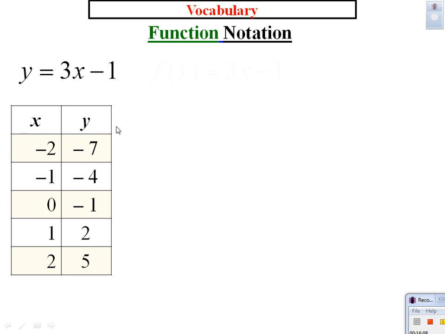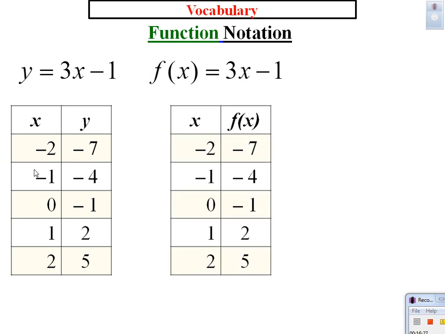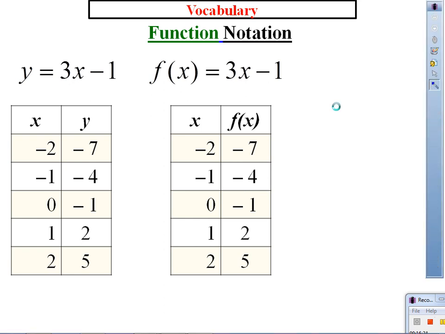So what would the table look like if we were writing in function notation, everyone? Instead of y, what would we write? That is correct. And the same values for x, same values for y. Does everybody see how we got these values? Now, why is it called f of x?